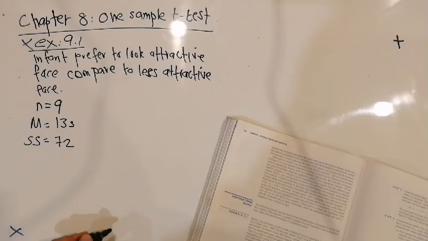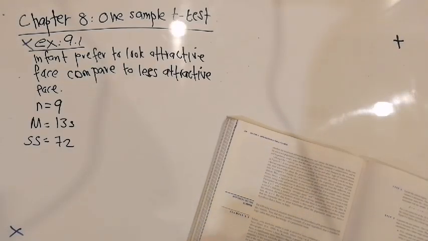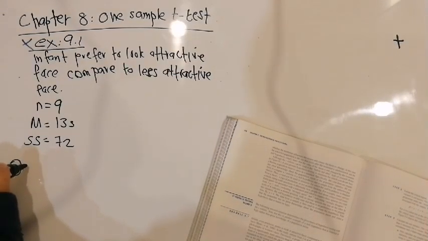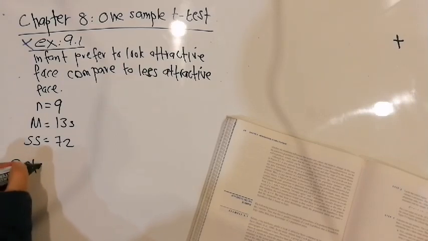They are asking whether it is significant or not that infants prefer to look at attractive faces or less attractive faces. If you can remember, we have 4 steps to answer this question. Step number 1, you have to state the hypothesis.